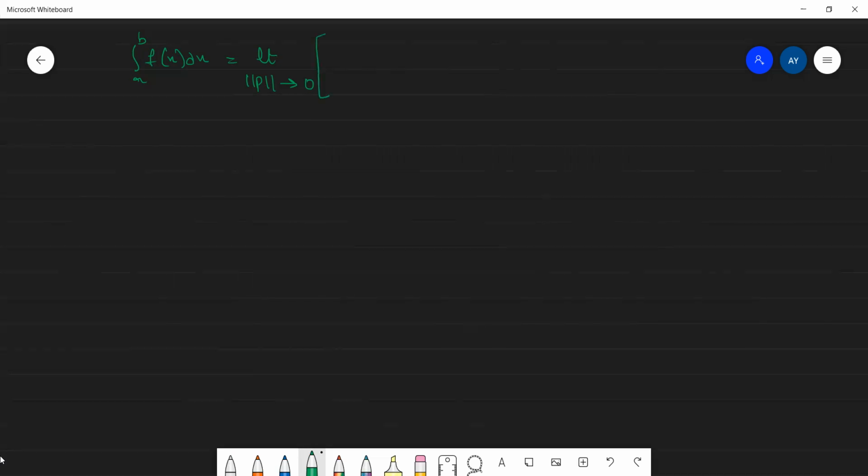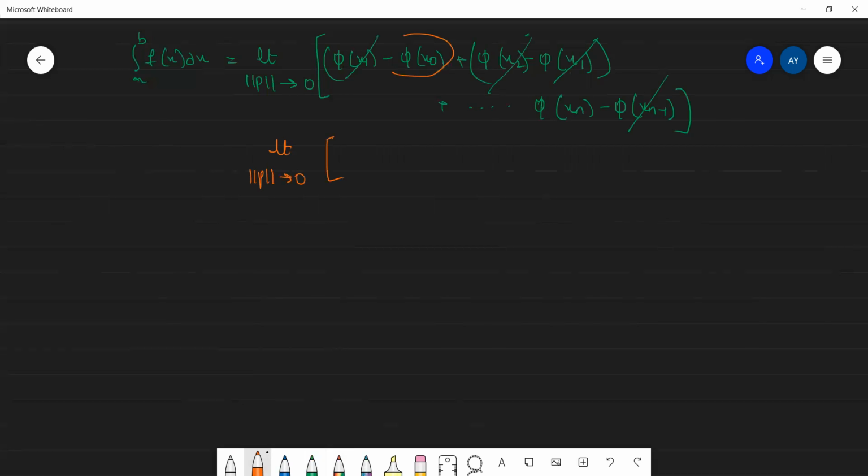If you expand the summation, what will you have? phi(x_1) - phi(x_0) plus phi(x_2) - phi(x_1), right? And plus so on, up to the last term, which will be phi(x_n) - phi(x_{n-1}). So here, which terms get cancelled? phi(x_1) gets cancelled, phi(x_2) gets cancelled, and here phi(x_{n-1}) gets cancelled. So what will you be having? Limit norm p tends to 0. There are only two terms left, this and this. So phi(x_n) minus phi(x_0), right?